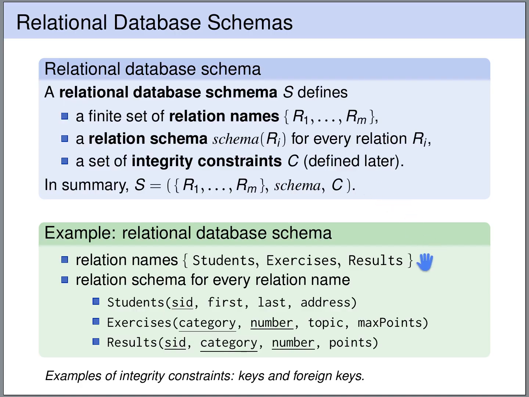We have the relation names students, exercises, and results. And for each of these relation names, we have a relation schema. We have one relation schema for students, one for exercises, one for results. And we will later see what kind of constraints we can define on this schema.